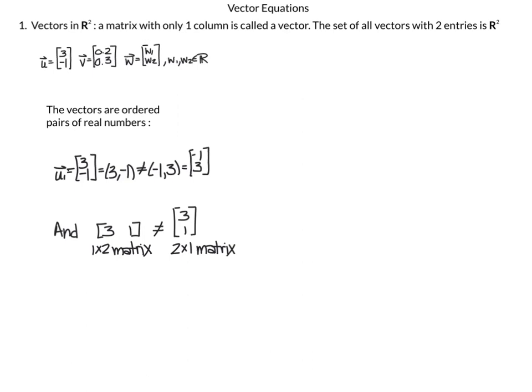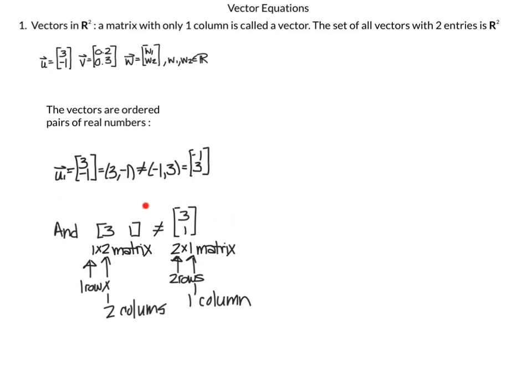And the vectors are ordered pairs of real numbers, so (3, -1) can also be represented as the ordered pair (3, -1). And since it's an ordered pair, that is not equal to (-1, 3), which is the vector (-1, 3), but these two vectors are not equal since the order is not right. Also, just to note, [3 1] is a 1 by 2 matrix. Remember, this is the number of rows, this is the number of columns. 1 row, 2 columns. And that is not equal to the column [3; 1], which is the 2 by 1 matrix: 2 rows, 1 column.